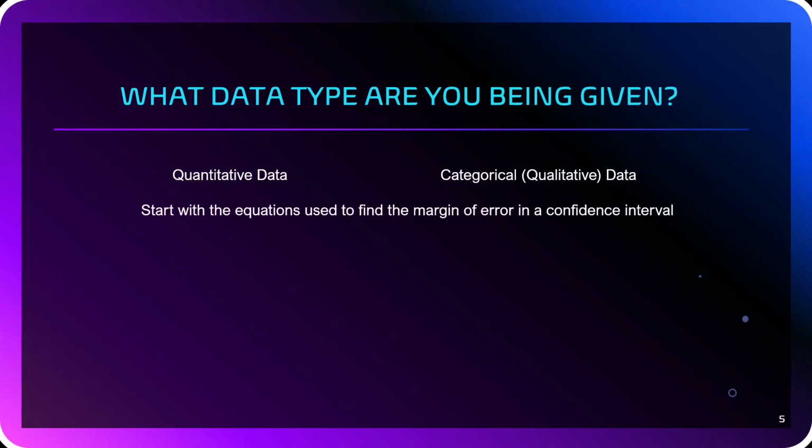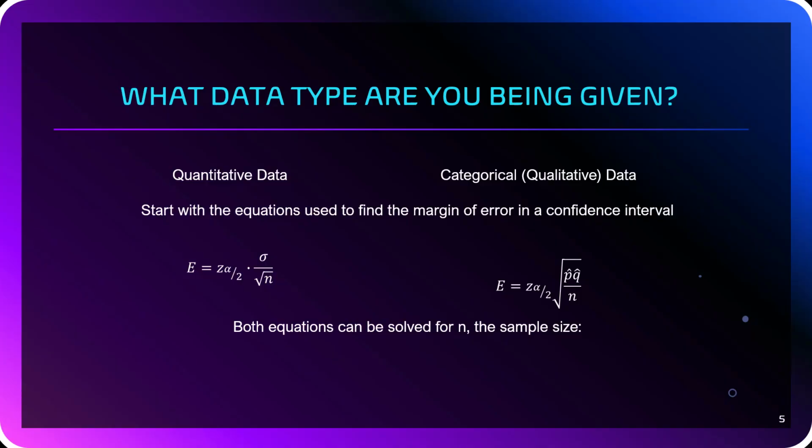In either case, we are going to begin with the equations that are used to find the margin of error in a confidence level. So for quantitative data, here's the equation, and for qualitative or categorical data, that's the equation. Then in both of these cases, we are going to rearrange the equation and solve for n. This is just a fun little exercise that you can do using algebra, so if you want to see it, feel free to see your instructor, or you can try it on your own. But the important point is that both can be rearranged and solve for n. So for quantitative data, this becomes our equation that we would use to find our sample size, and for qualitative or categorical data, this becomes our new equation.